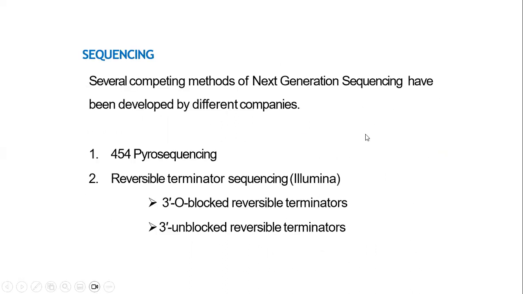Now coming to the third step, that is sequencing. Several competing methods of next generation sequencing have been developed by different companies, and here we are going to discuss two types of methods. One is the 454 pyrosequencing, and the other is reversible terminator sequencing, which makes use of two types of terminators: 3' O blocked reversible terminators and 3' unblocked reversible terminators.